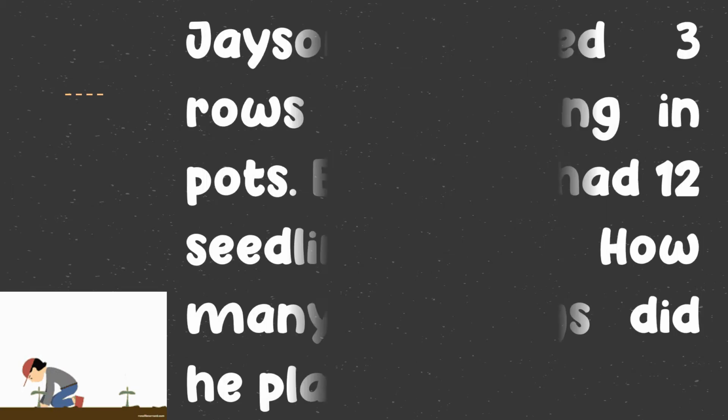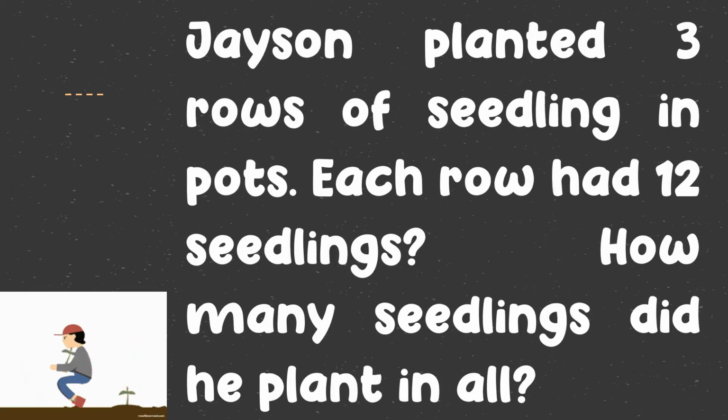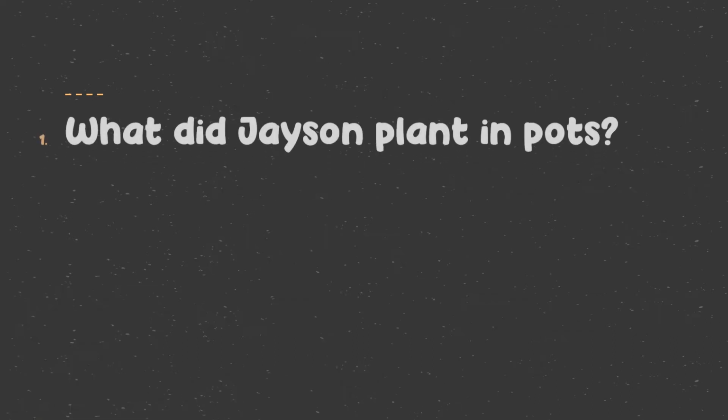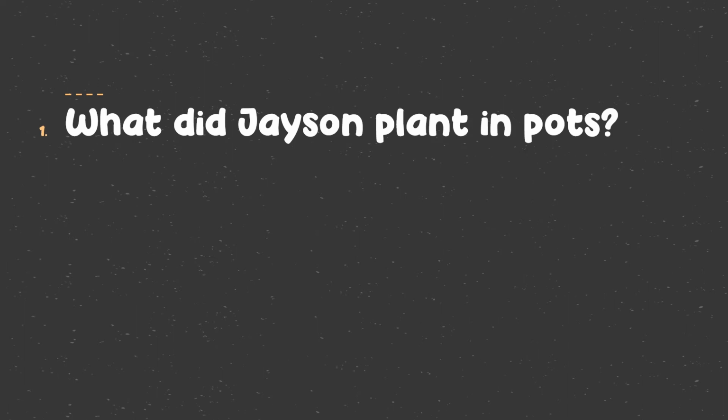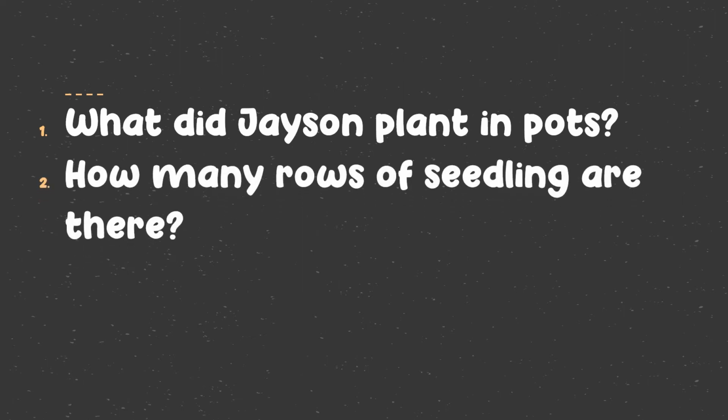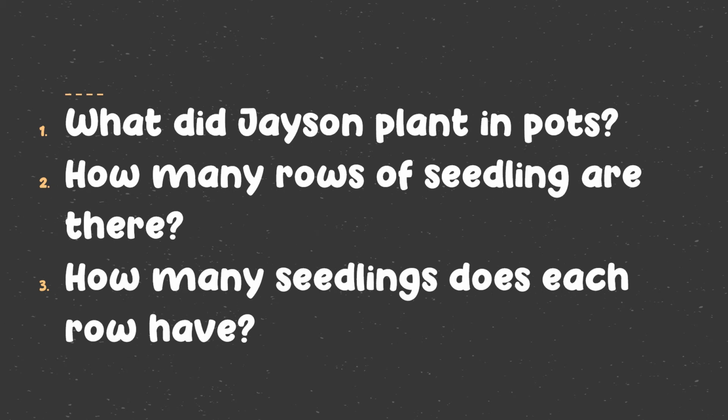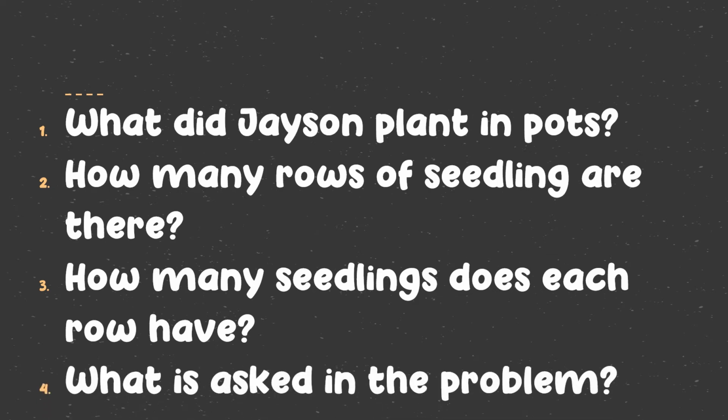Let's read this problem. Jason planted 3 rows of seedlings in pots. Each row had 12 seedlings. How many seedlings did he plant in all? Let us discuss the problem. What did Jason plant in pots? How many rows of seedling are there? How many seedlings does each row have? What is asked in the problem?